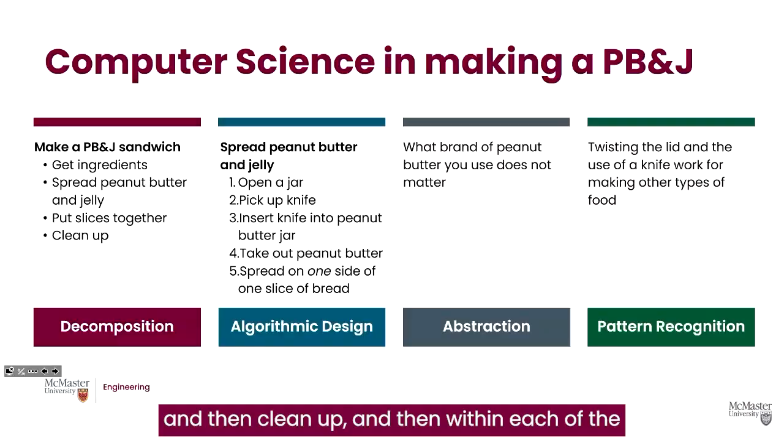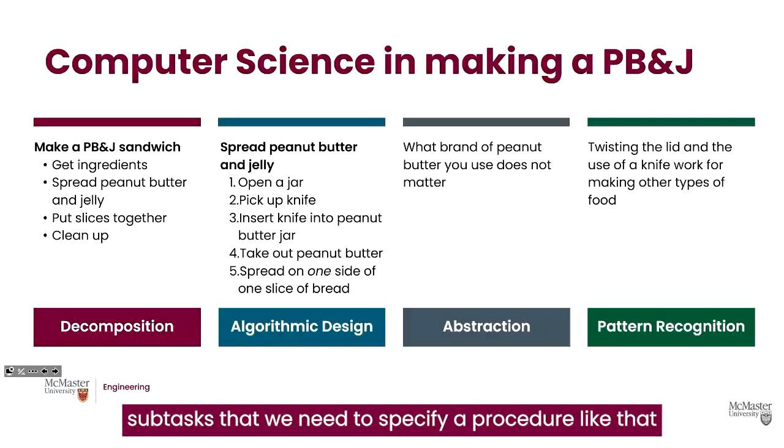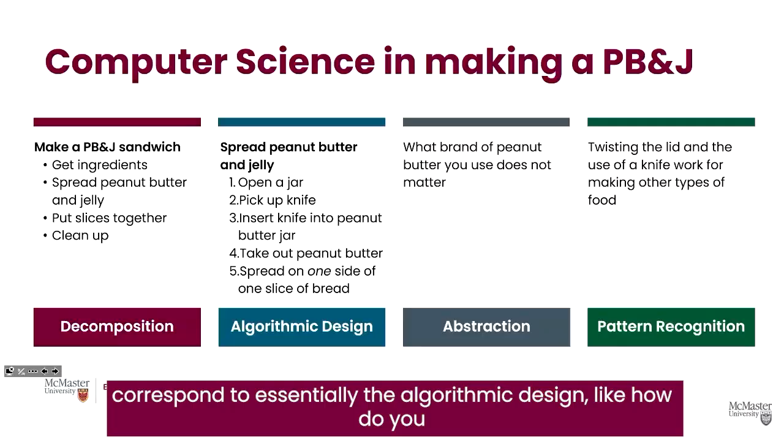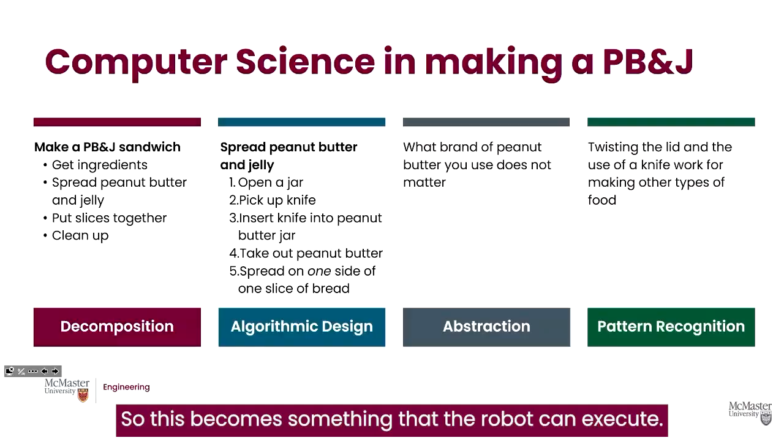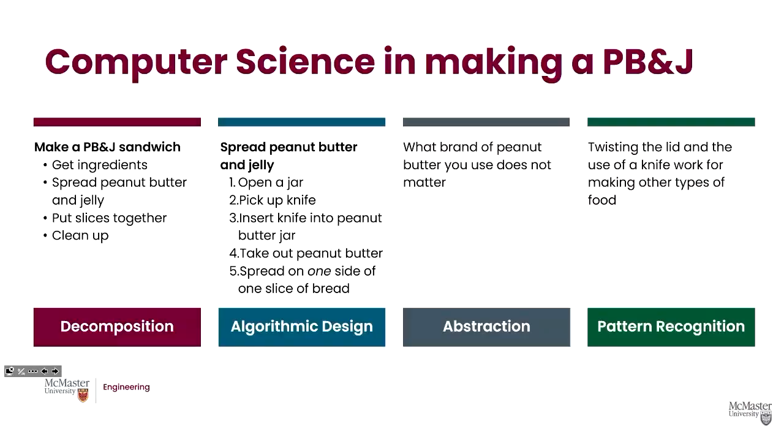And then within each of the subtasks, we need to specify a procedure. That corresponds to essentially the algorithmic design. Like, how do you spread peanut butter and jelly? You have to open the jar. First step is open the jar. Second step, pick up the knife. So this becomes something that the robot can execute.